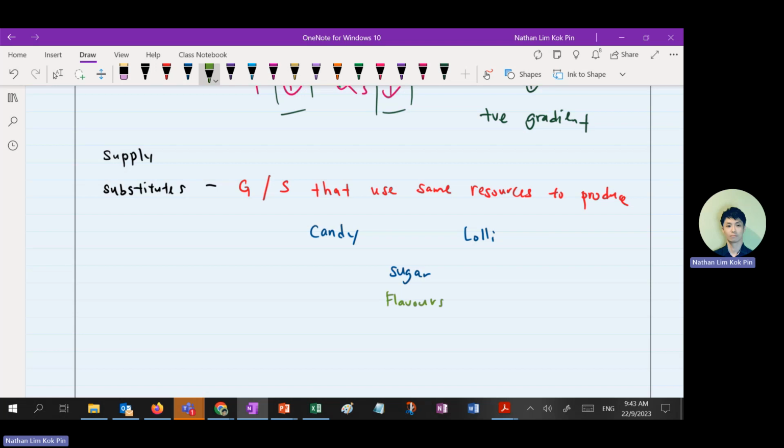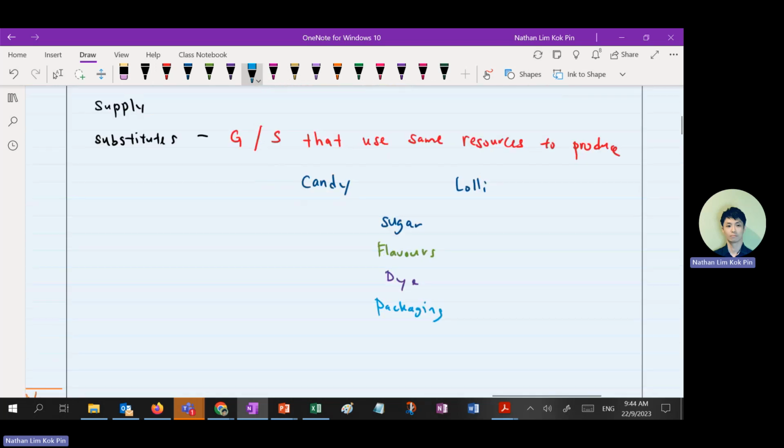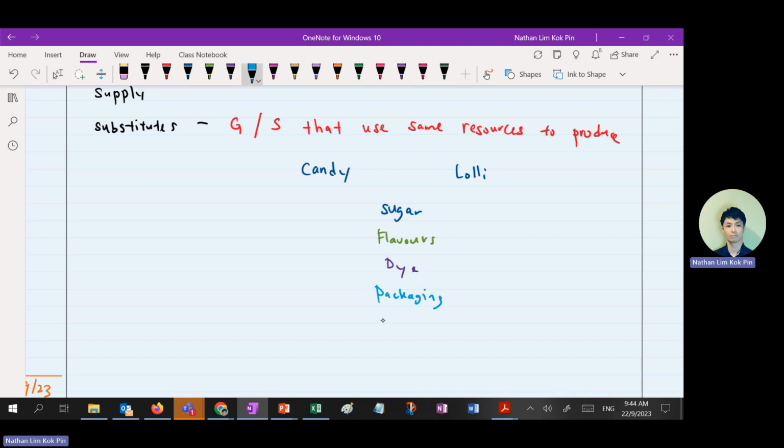What dye? D-Y-E. They dye the thing. Okay, dye. Then what else? Preservatives, packaging. Packaging and preservatives, yeah, you're right. So they may use the same plastic, right? They may use the same preservatives. What else?